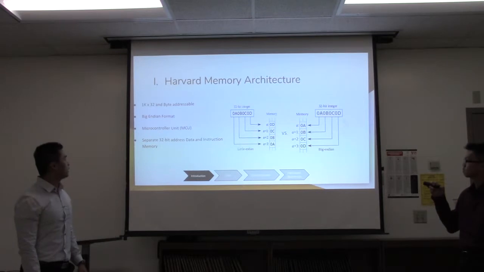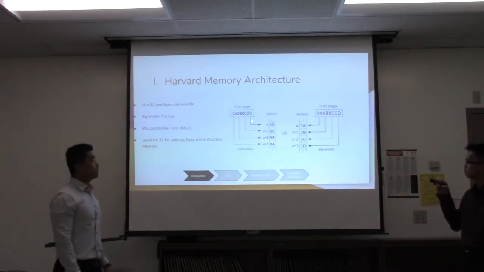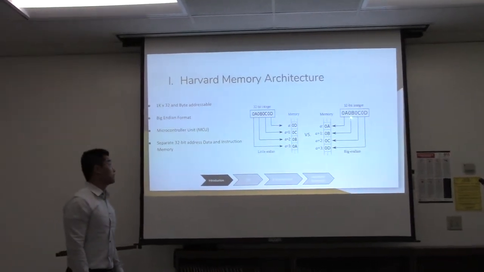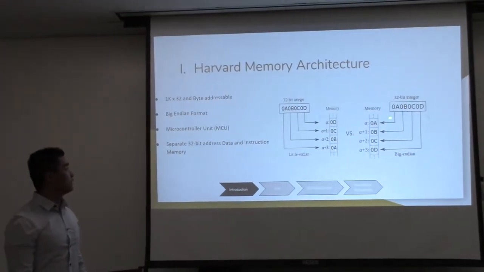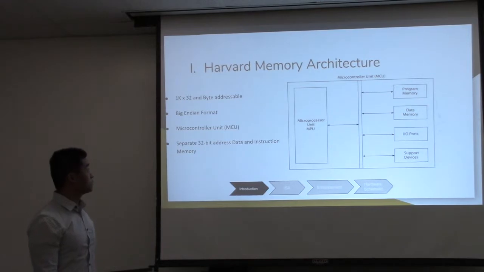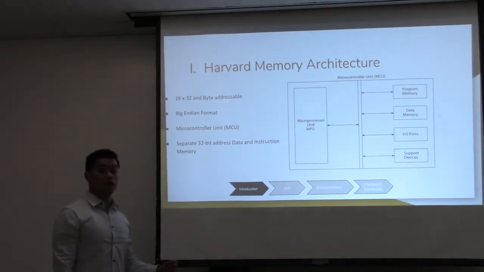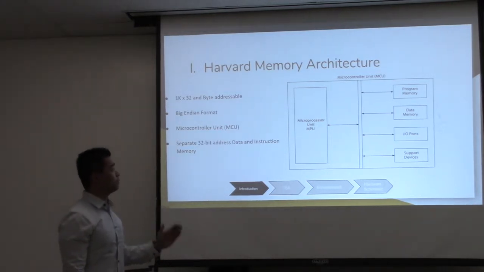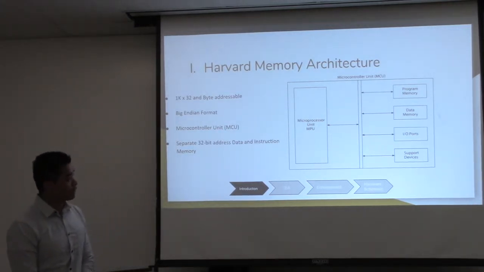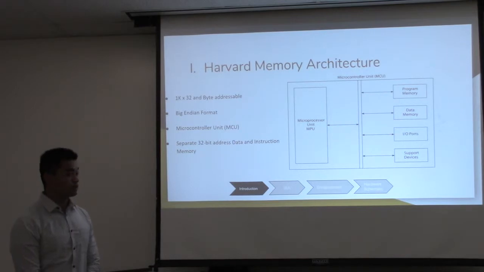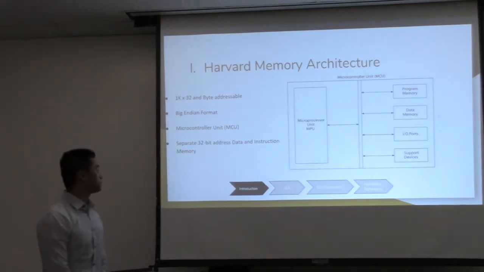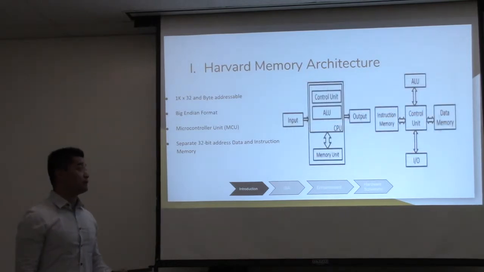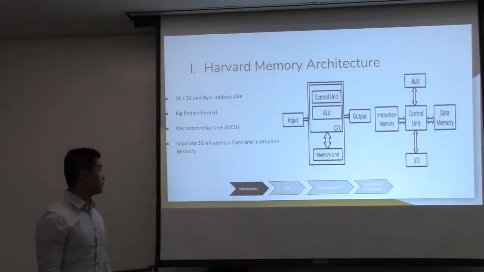And then it also follows the big endian format. So the biggest value in the sequence will get stored at the lowest storage address versus the little endian. And then we also have the microcontroller unit, which has all the control signals for all of the instructions. It acts as an intermediary between the microprocessor unit and the program memory, any data memory, any I/O ports, and any supporting devices. What's unique about the Harvard memory architecture is that it has separate data memory and instruction memory.